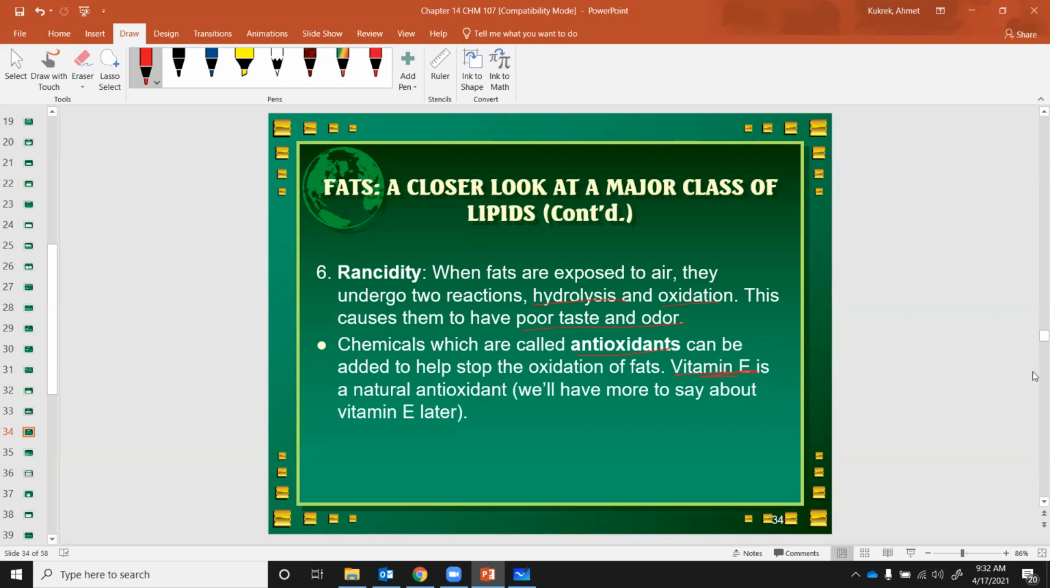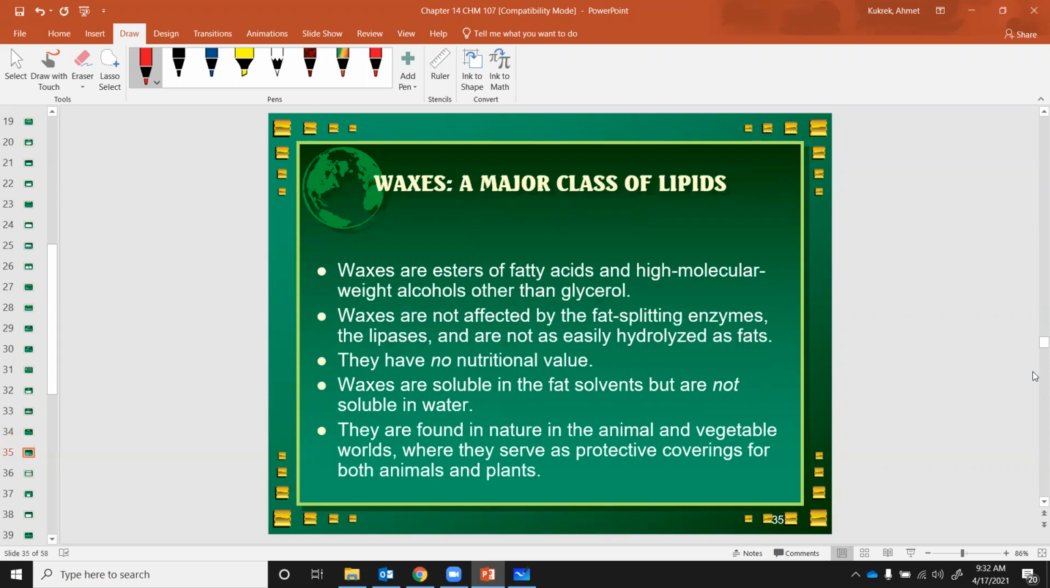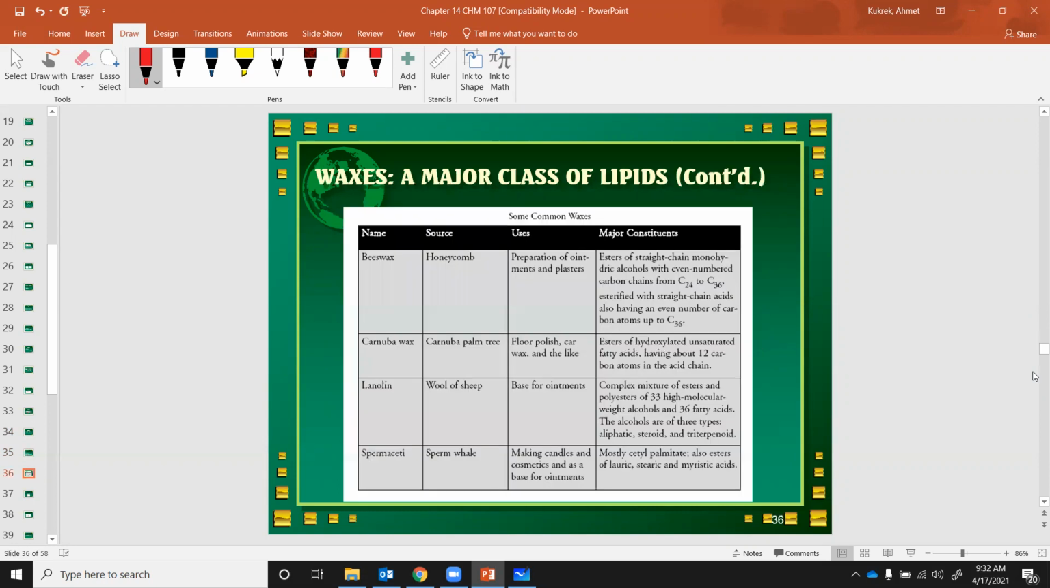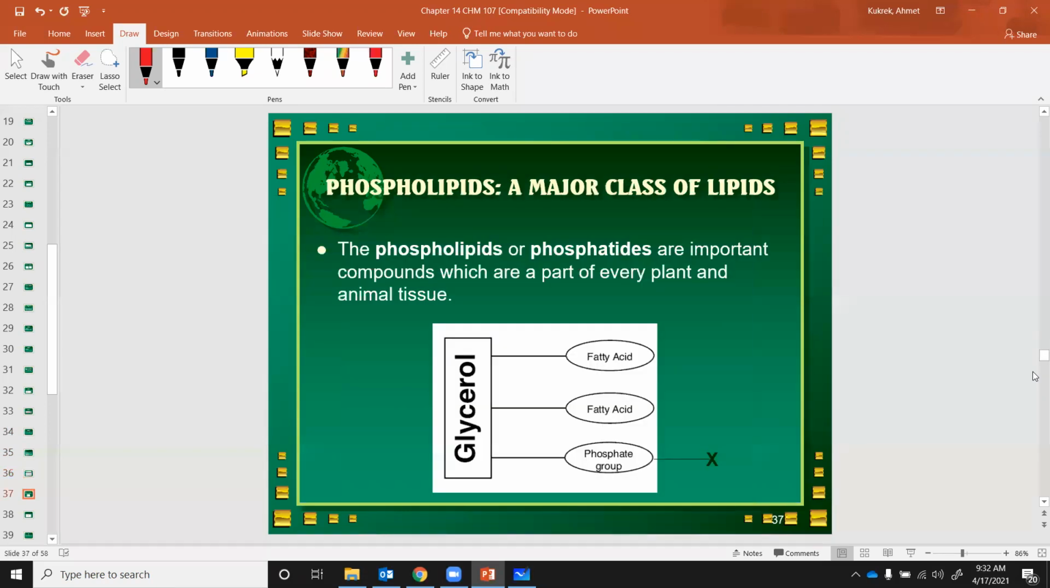Again, we talk about waxes. They don't have any nutritional value, and they are not easily hydrolyzed like fats. And you know what the fats are. Again, these are all information.